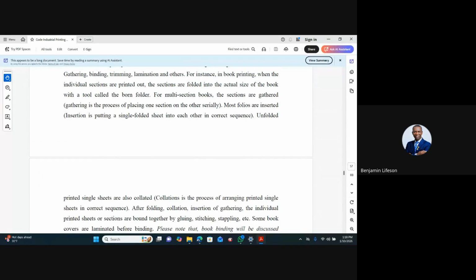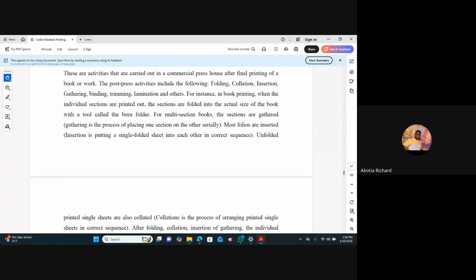Okay, so continue, please. The post-press activities include folding, collation, insertion, gathering, binding, trimming, lamination, and others. For instance, in book printing, when the individual sections are printed out, the sections are folded into the actual paper size of the book with a tool called a bone folder.